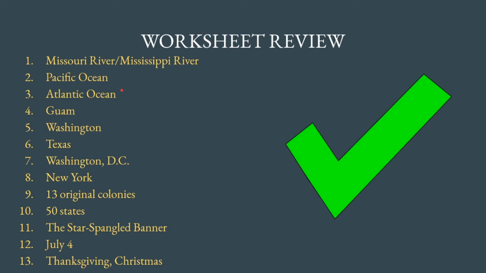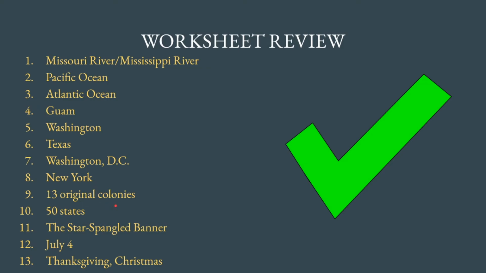Question four asks for the name of one of the United States territories. We talked about any five of them are correct, but the easiest one to remember is Guam, so that is what I have here. Question five asked for one state that borders Canada. We talked about Washington. Question six asks for one state that borders Mexico. We talked about Texas. Question seven asks what is the capital of the United States, and that is Washington, D.C. Question 8 asks, where is the Statue of Liberty? And very simply, all you have to say for that answer is New York.